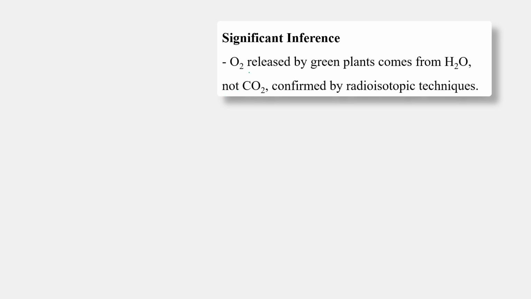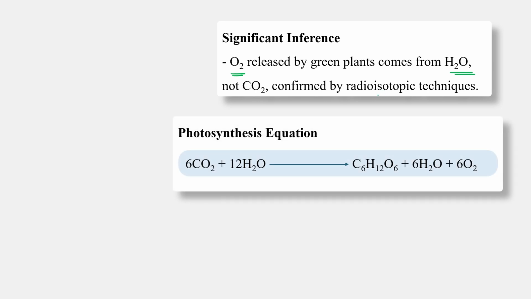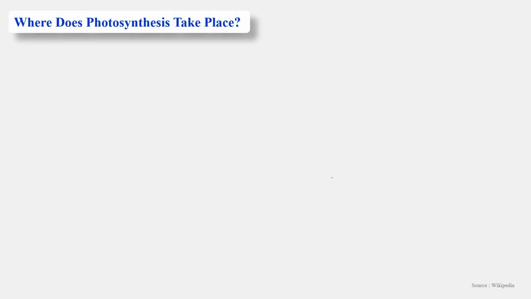Clear? Okay. So the oxygen released by the plant comes from the H2O, not from the carbon dioxide. He proved that, and he also confirmed it by radioisotope technique. So what is the actual photosynthetic equation? 6 CO2 plus 12 H2O is equal to C6H12O6 plus 6 H2O plus 6 O2. Clear? This is the photosynthetic equation.